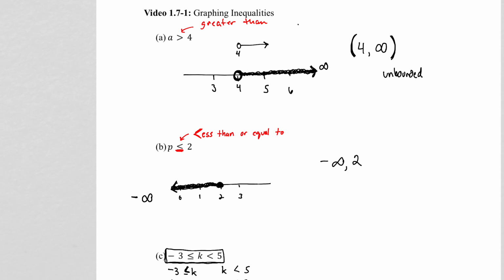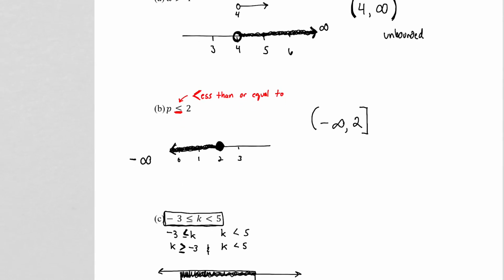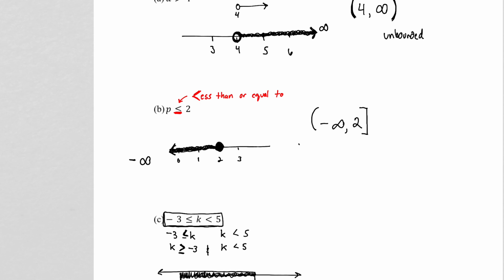So just like the last time, I'm going to put a parenthesis around negative infinity because we can never get there. But this time, the 2 has a solid point. So instead of putting a parenthesis, I'm going to put a bracket. That bracket means that it's included. It is equal to that 2. But this interval is also considered unbounded because it's going forever to the left, towards negative infinity.